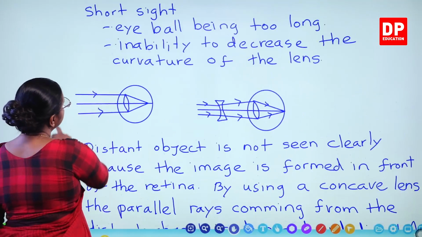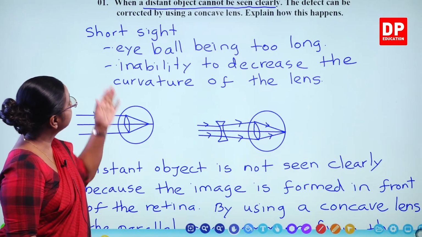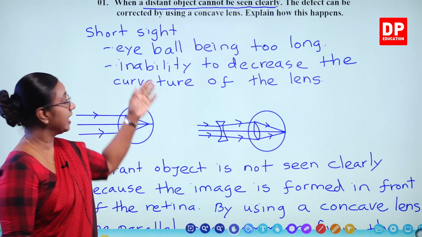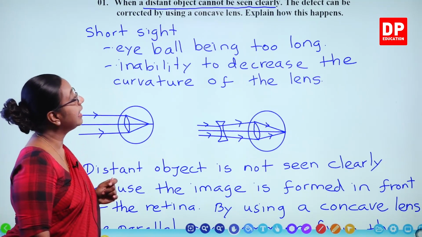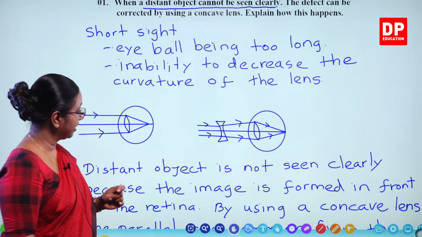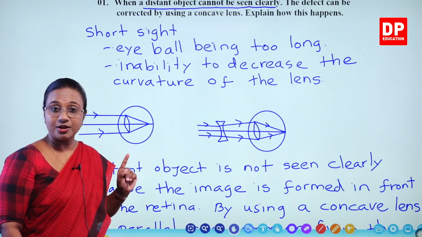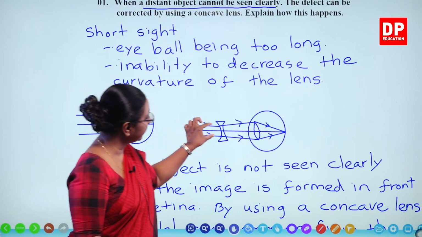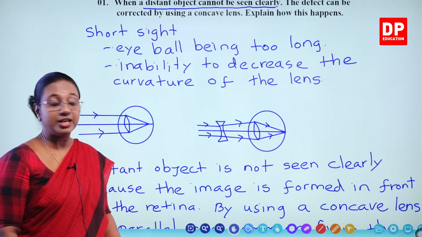So again, to go through the answer. If a person can't see distant objects clearly, that means they have short sight, and you know the reasons. The eyeball can be too long, or there is an inability to decrease the curvature. Because of that, you can see the image forming in front of the retina. That's corrected using the concave lens. Why? Here the rays become diverged and again get converged onto the retina.